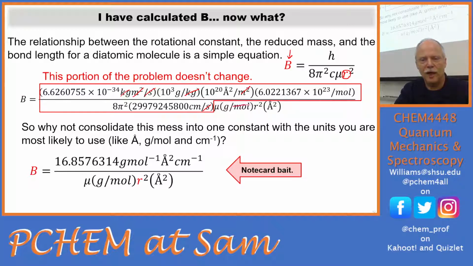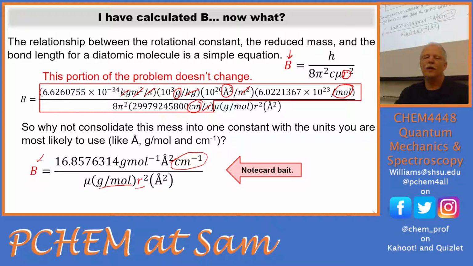The per mole from our masses is going to cancel with this Avogadro's number. Actually, yeah, we're going to leave that in our calculation because we're going to use this one here, so I'm not going to cancel that. So anyway, all of these cancel out to give us in the upper constant angstrom squared per mole per centimeter and grams. So grams per mole. So that constant has the units grams per mole, angstrom squared, wave numbers. You see that? And then that's going to cancel with our mass in grams per mole, our bond length in angstroms squared, and it's going to give us wave numbers for B.